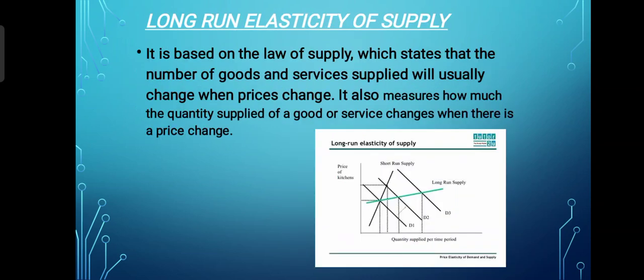Next is long-run elasticity of supply. This is the last one of my report. Long-run elasticity of supply is based on the law of supply, which states that the number of goods and services supplied will usually change when prices change. It also measures how much the quantity supplied of a good or service changes when there is a price change.